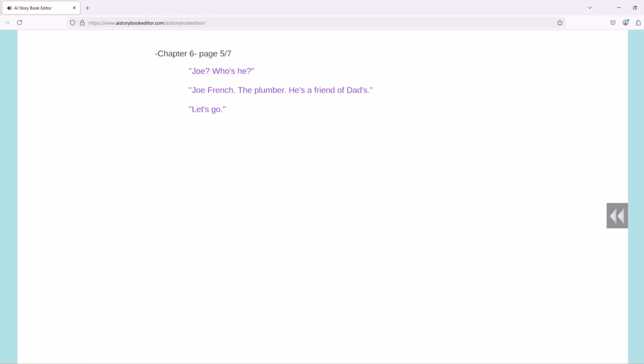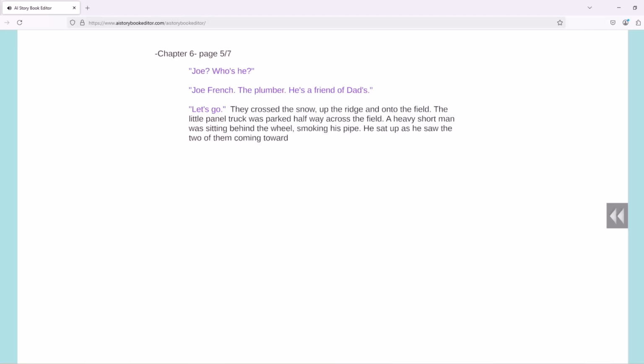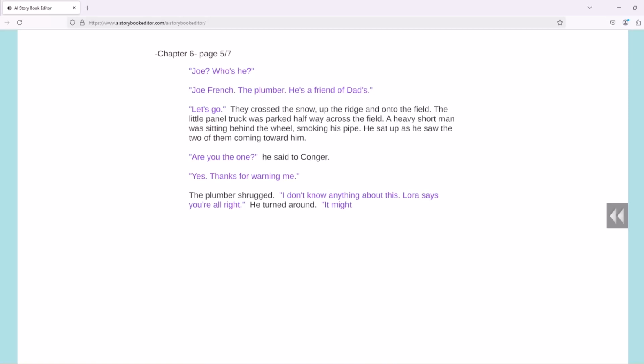"Let's go." They crossed the snow, up the ridge, and onto the field. The little panel truck was parked halfway across the field. A heavy, short man was sitting behind the wheel, smoking his pipe. He sat up as he saw the two of them coming toward him. "Are you the one?" he said to Conger. "Yes. Thanks for warning me." The plumber shrugged. "I don't know anything about this. Laura says you're all right." He turned around. "It might interest you to know some more of them are coming. Not to warn you, just curious."